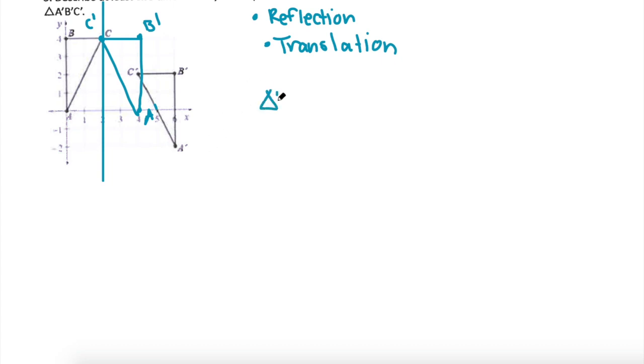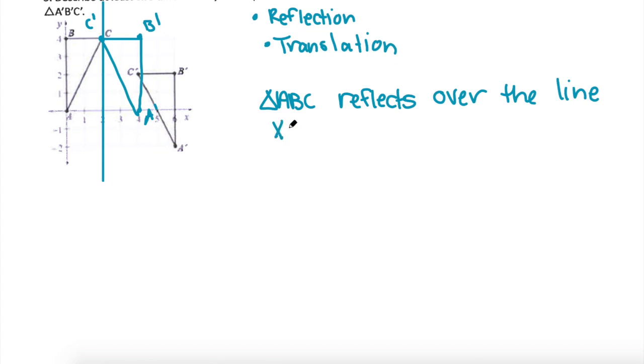And so this is a reflection. So triangle ABC reflects over the line. And when it's a vertical line, that is an x equals line, so it's x equals 2. After that, we can see that it's just shifting, so that's what we call a translation.